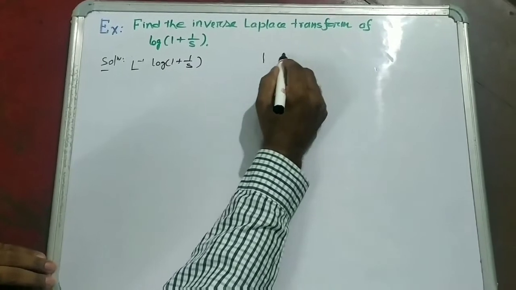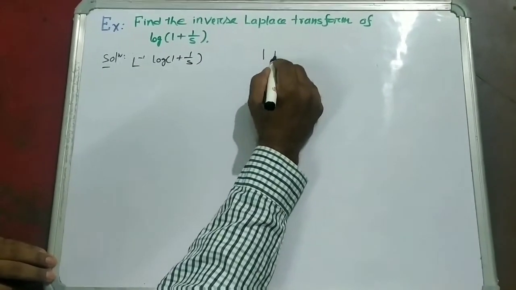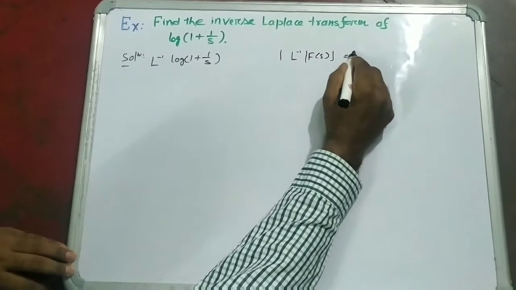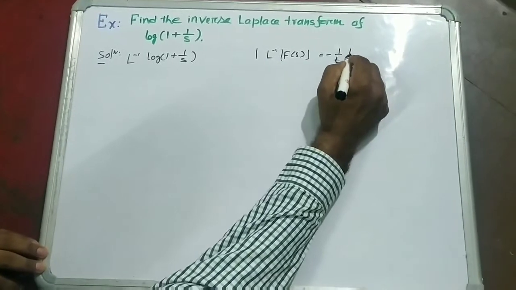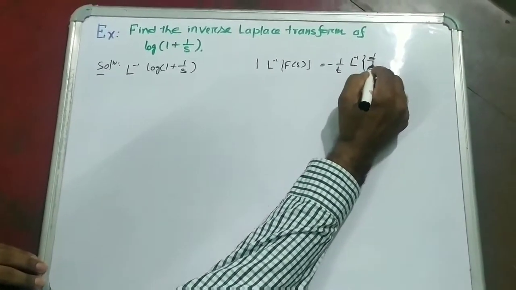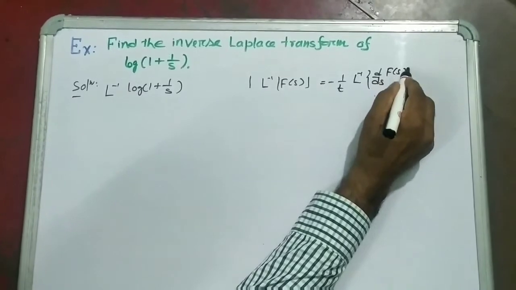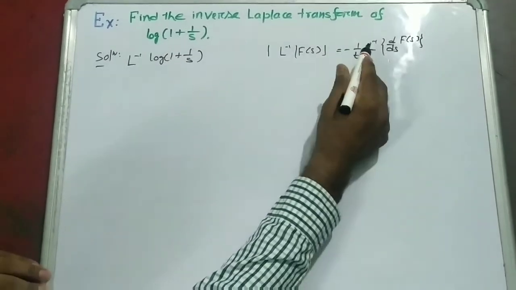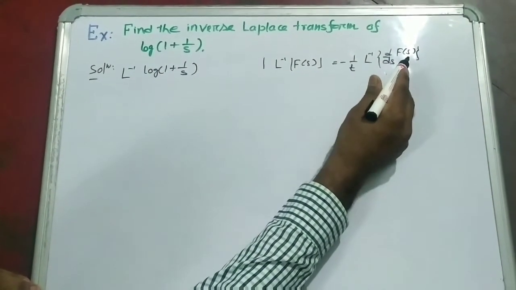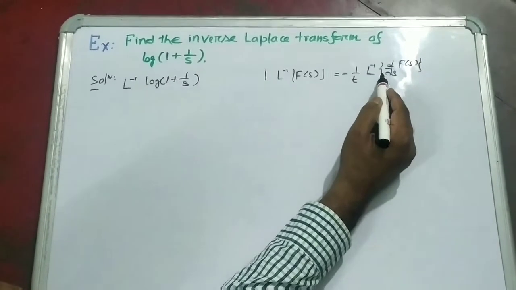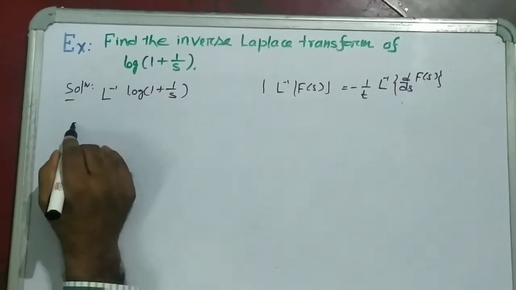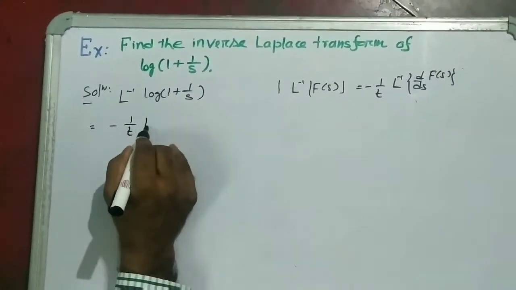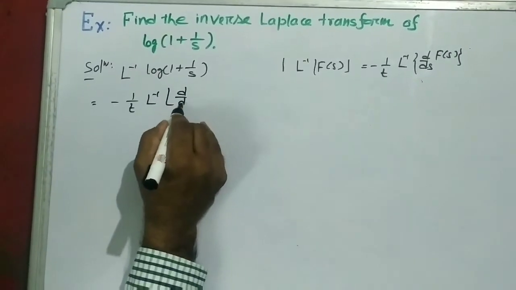Now we know the inverse Laplace transform of derivatives: L inverse of F(s) can be written as minus 1 by t, L inverse of d/ds of F(s). We know this. So L inverse F(s) equals minus 1 by t L inverse d/ds of F(s). So this is the inverse Laplace transform of a derivative. Now using this, minus 1 by t L inverse d/ds of F(s).